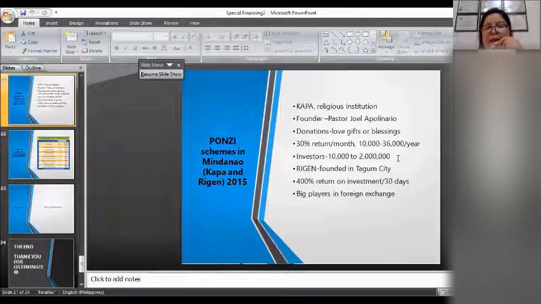So another one is the region. Parehas siya ng Kappa. This time it was founded in Tagum City. That is also in Mindanao. This one, imagine class, that is 400% return in 30 days.